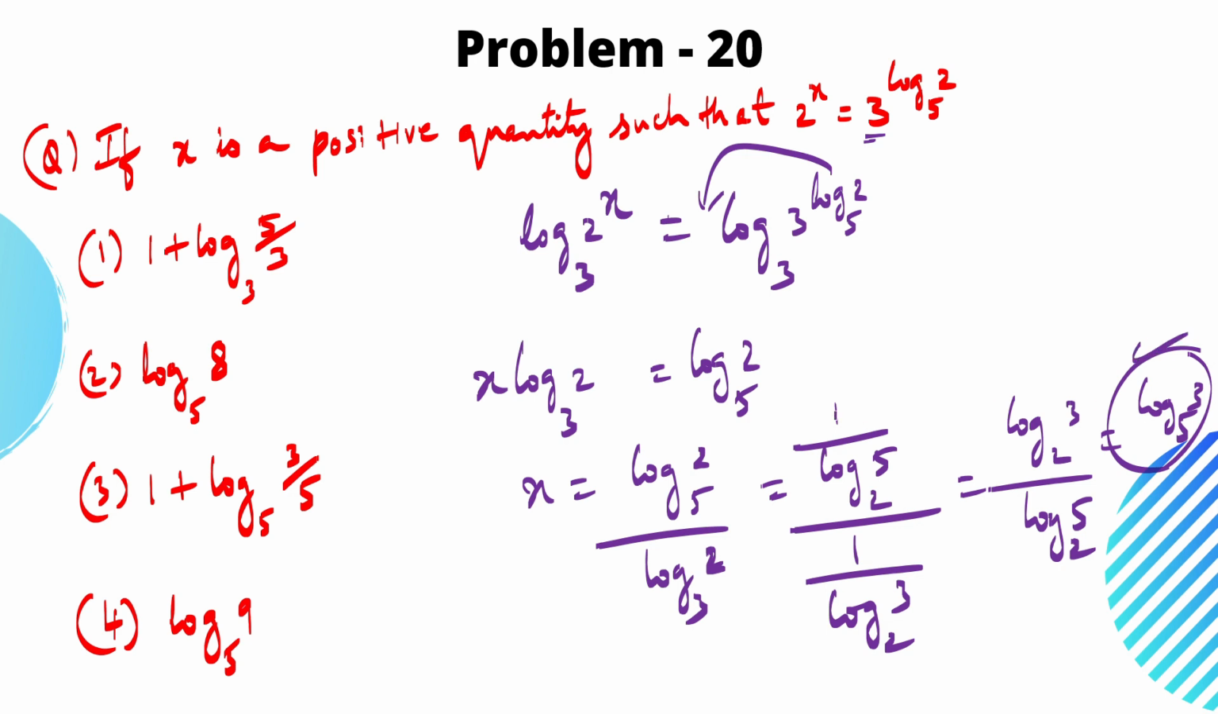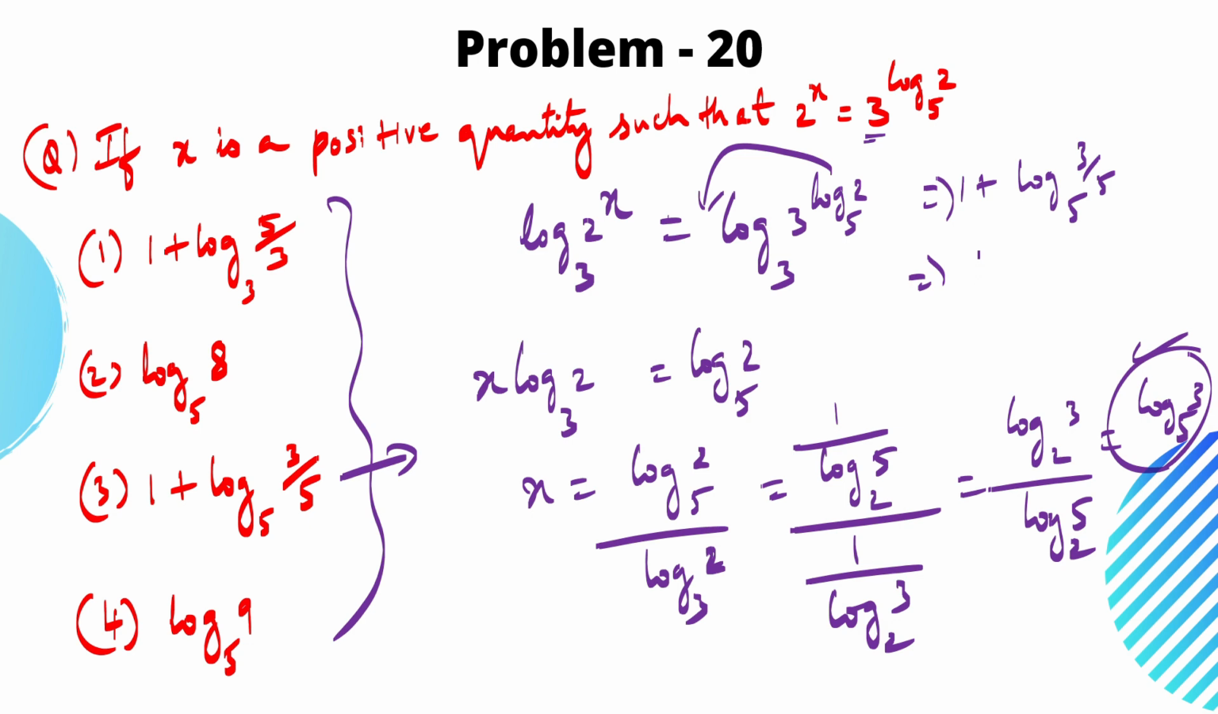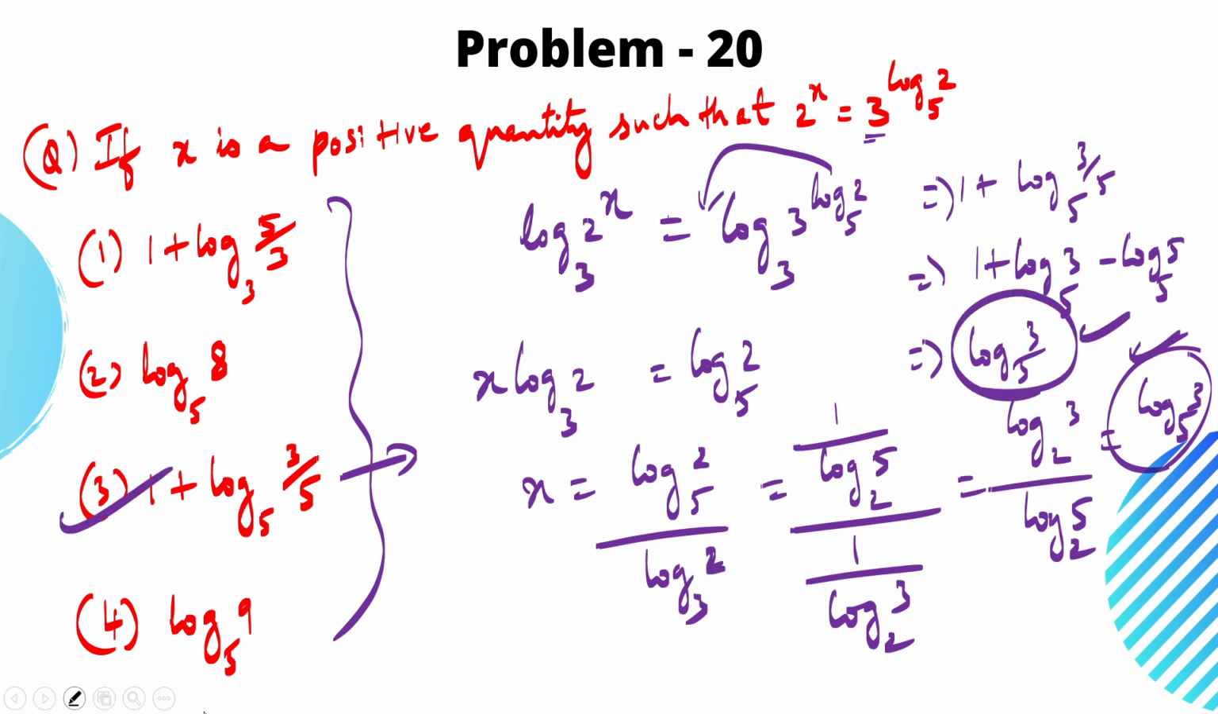This is the answer. But in the options, can you find this answer? No, we cannot find this answer. So if we observe option 3, which is 1 plus log 3 by 5 to the base 5, how can we rewrite this? We can rewrite this as 1 plus log 3 to the base 5 minus log 5 to the base 5, right? So log 5 to the base 5 is equal to 1. So 1 minus 1 plus 1 get cancelled and we are left with log 3 to the base 5, and this is equal. So option 3 is our answer.